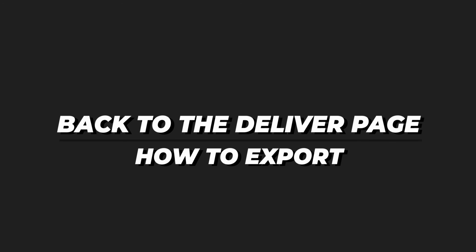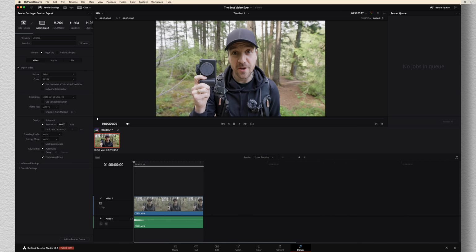So we're going to click deliver. I'm going to zoom way in. This is my timeline. It's currently only got that one clip on it. It automatically selected an in and out point of everything that was on that timeline, but if you need to, you can hit I and you can hit O to set a custom in and out point for your timeline, what you want it to export.